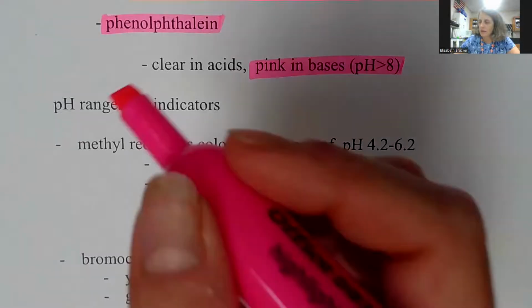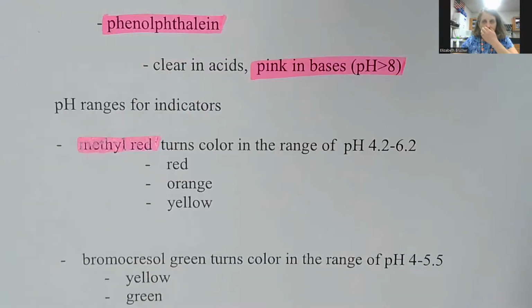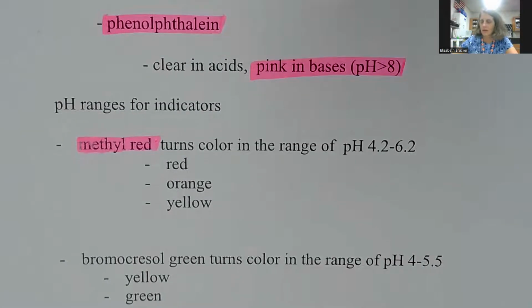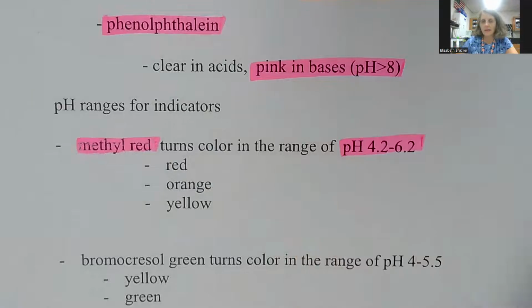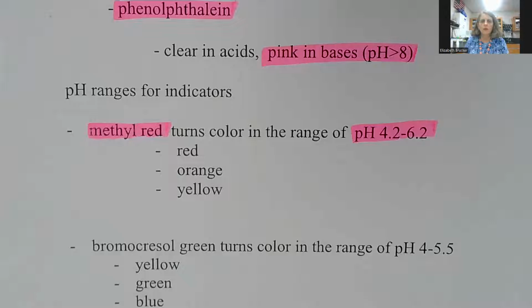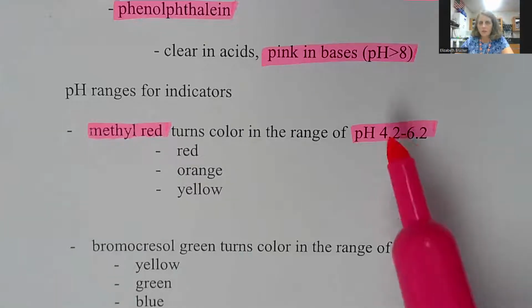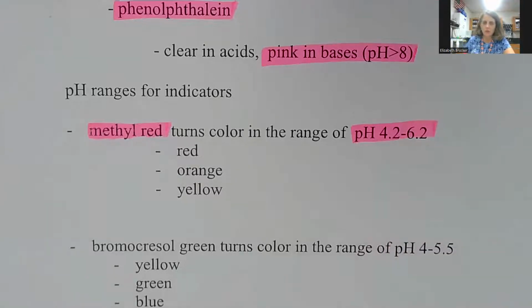So one is called Methyl Red. And this indicator, when you put it in a solution, is going to change color only when you're in a pH of 4.2 to 6.2. So methyl red turns color in a range of 4.2 to 6.2. So what exactly does that mean, and how can we use that range to get us some information when we see this in the lab?